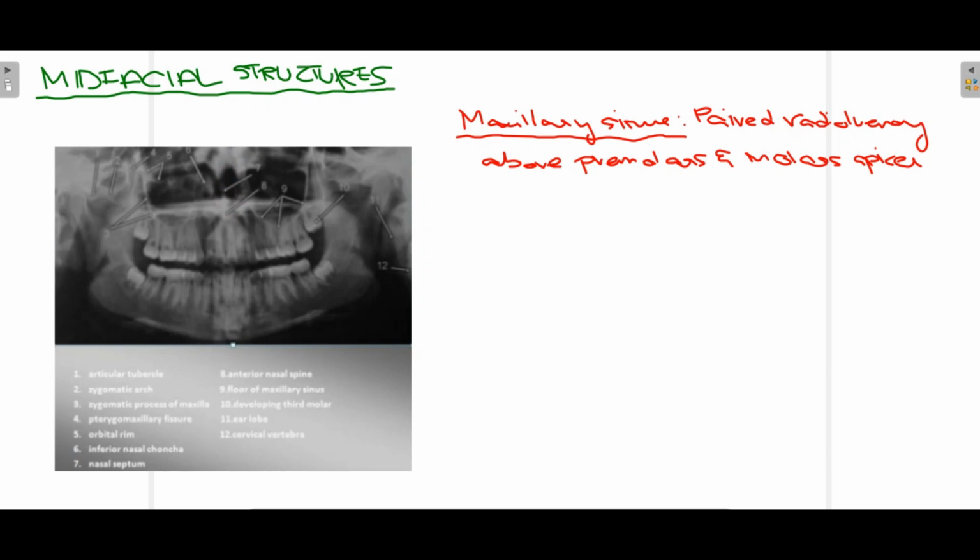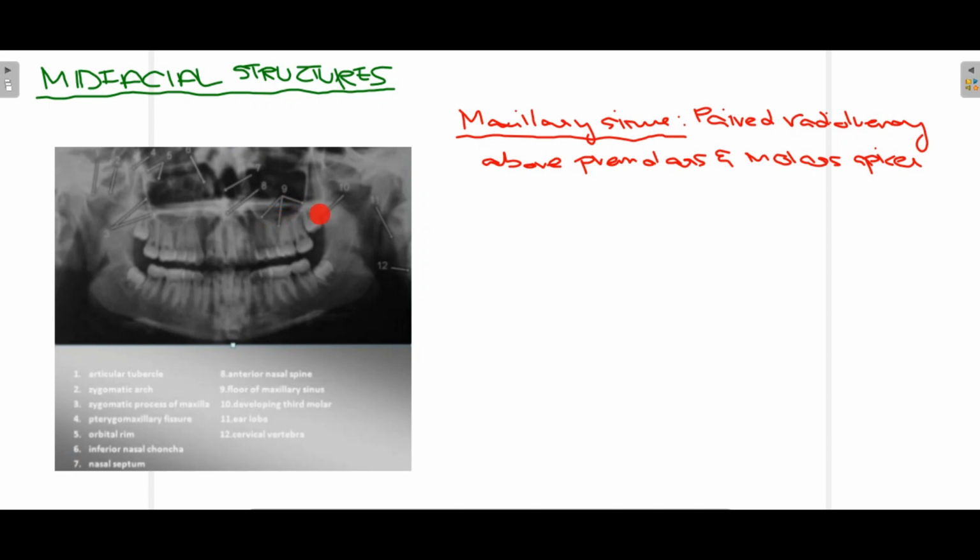The most anterior part of the hard palate that is visible is the anterior nasal spine, which you can see over here. Now this somewhat semicircle-like radio-opaque structure, which you can see close to the molar apices, is the floor of the maxillary sinus. So you can see in this picture it is very close, almost embedded in the apices of the maxillary molars.